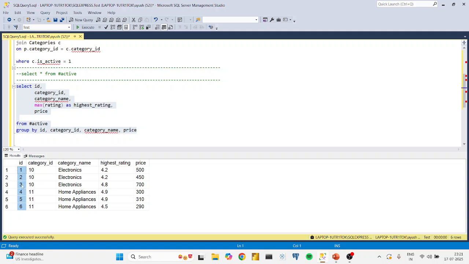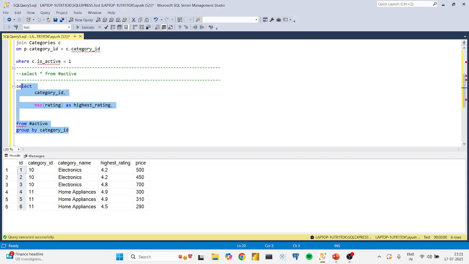So this cannot group 1, 2 and 3 into 1. So what's it going to group it by? So that's the problem here. So what we have to do, we have to exclude this product id. The problem is here, okay. So now I'm going to exclude that, I'm going to exclude this, and I'm going to exclude this, okay, and just keep the category id.